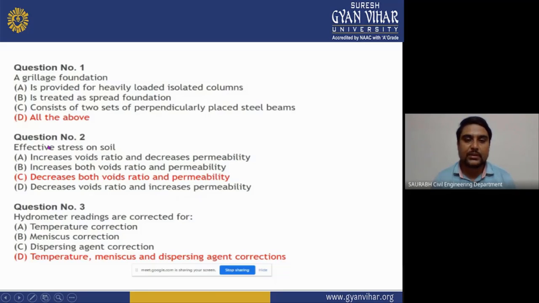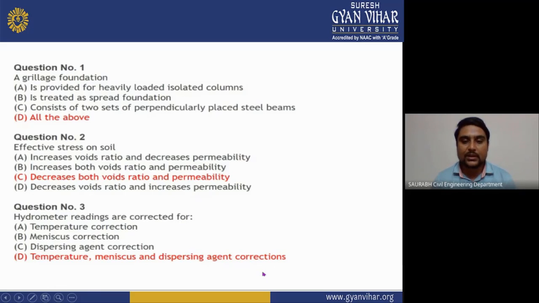Effective stress on soil: increase void ratio and decrease permeability, increase both void ratio and permeability, decrease both void ratio and permeability, decrease void ratio and increase permeability. And here the right answer will be decrease both void ratio and permeability. Come to the third question.